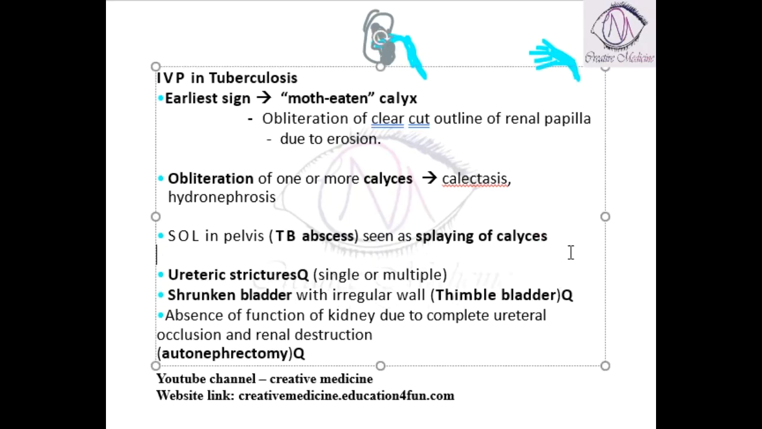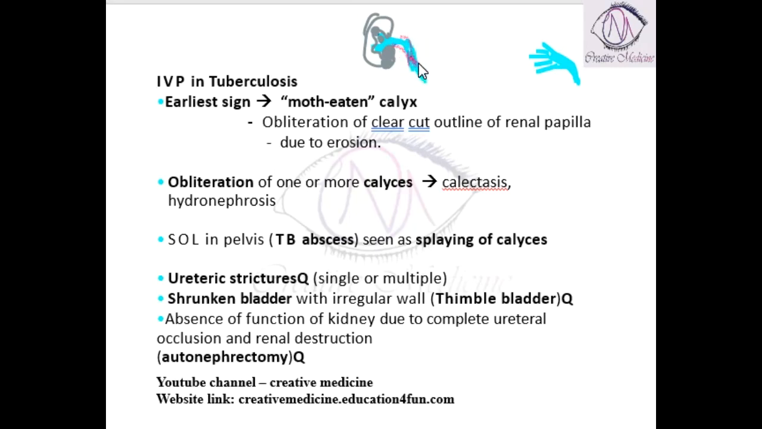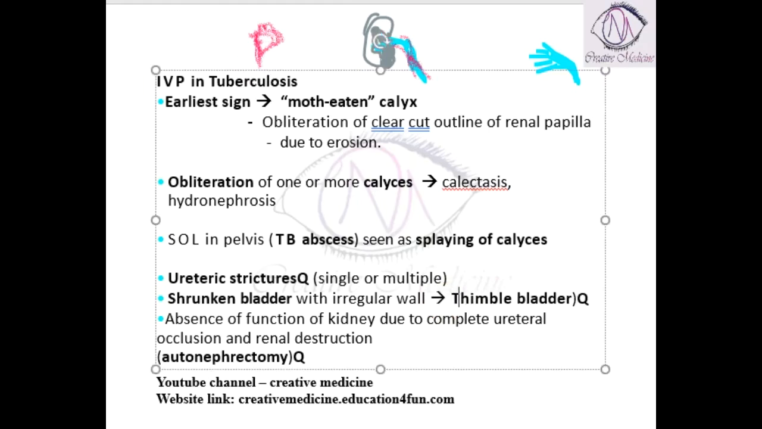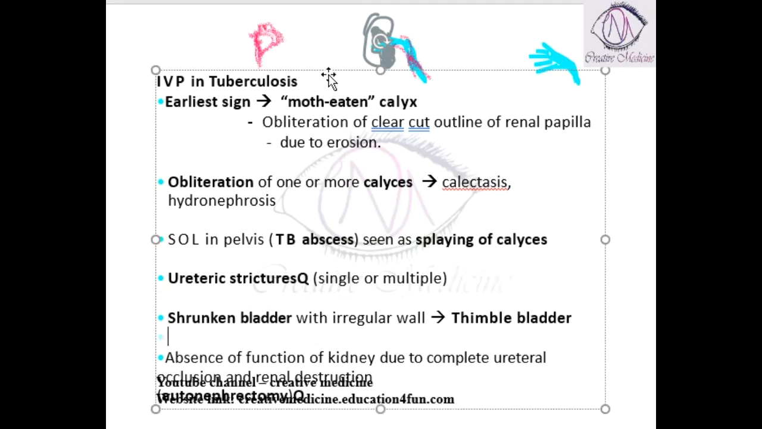Then in the ureter, strictures of the ureter are more common. Either multiple strictures or single strictures of the ureter may be seen. And in the bladder, you can see a shrunken bladder, and the wall of the bladder is irregular. Okay, this shrunken bladder with irregular wall is called thimble bladder and is seen in these patients. So ureteric strictures can occur and thimble bladder is also seen.